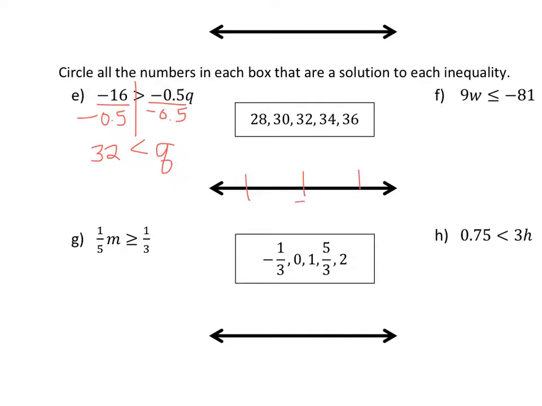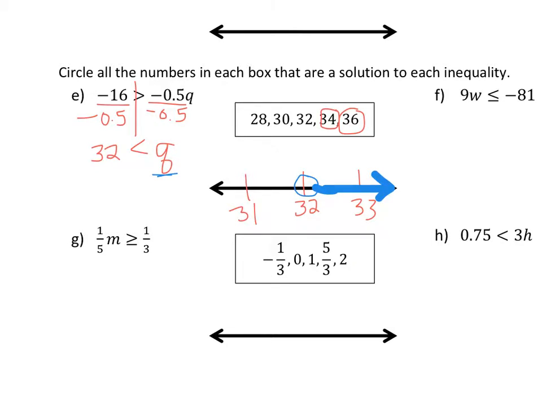So if we were to graph this, 32, then 31 and 33. I know it's an open circle on 32, and I want q values greater than 32. I like to read my inequalities by saying the variable first. It helps me when I'm drawing the graph. So q values greater than 32 would be to the right. Okay, and we need to circle the ones that are in the box. So 28 is not greater, 30 is not greater, 32 is not greater, 34 and 36 are both greater.